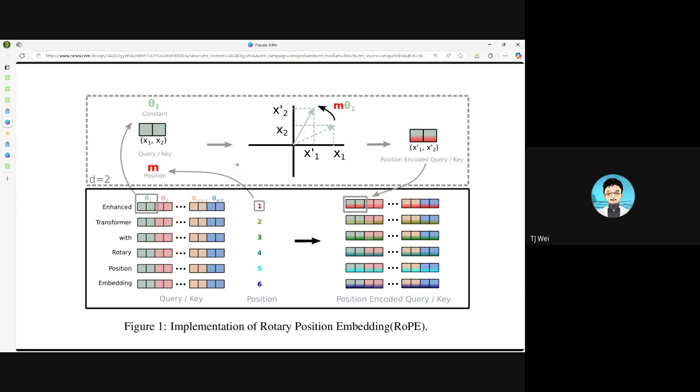In theory, you can encode things for a very long distance. I mean, just in theory, it can encode the context to be very, very long, if you have a lot of different thetas, and each theta is different.